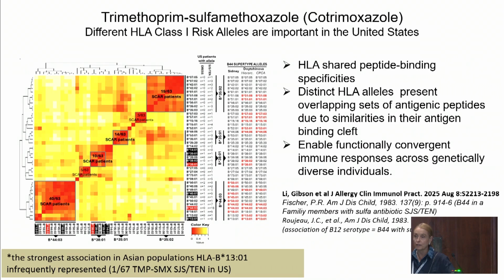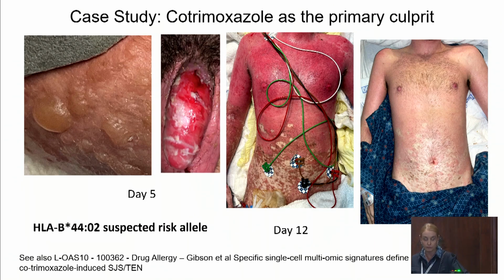So there may be 28,000 alleles, but only 12 supertypes, and it's these supertypes that actually share these antigenic peptides and present these overlapping sets. This has enabled convergent evolution, but it also means that in terms of drug hypersensitivity, you're going to get different HLA alleles that have these shared properties in different populations. And so this young man had B4402.